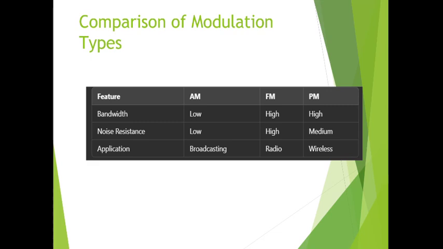When we compare these three types of modulation, AM is simple but affected by noise. FM provides better quality but requires more bandwidth. PM is efficient but has a complex system design. Each type has its own importance depending on its application, as you can see in the table below.